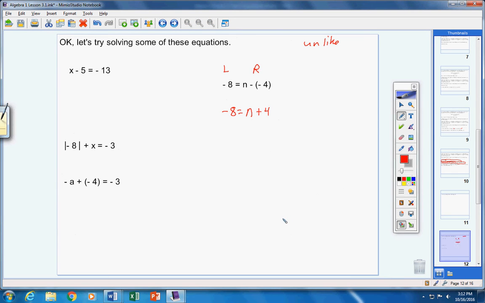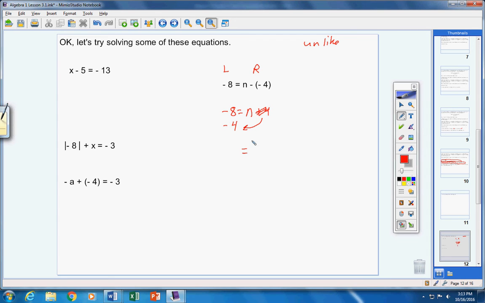So, can I simplify this? No. Can I simplify this any further? No. They are unlike terms. So on to my last step. Get the variable by itself. Well, if I want to get n by itself, I must get rid of this +4. So take this +4 and move it over to the other side. And when you move something, when a term switches sides, you must change the sign. So this +4 becomes -4.